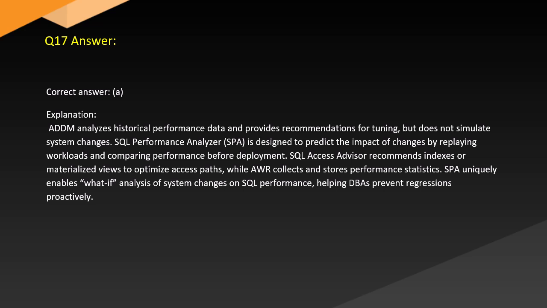Answer. Correct answer: A. Explanation. ADDM analyzes historical performance data and provides recommendations for tuning but does not simulate system changes. SQL Performance Analyzer, SPA, is designed to predict the impact of changes by replaying workloads and comparing performance before deployment. SQL Access Advisor recommends indexes or materialized views to optimize access paths, while AWR collects and stores performance statistics. SPA uniquely enables what-if analysis of system changes on SQL performance, helping DBAs prevent regressions proactively.